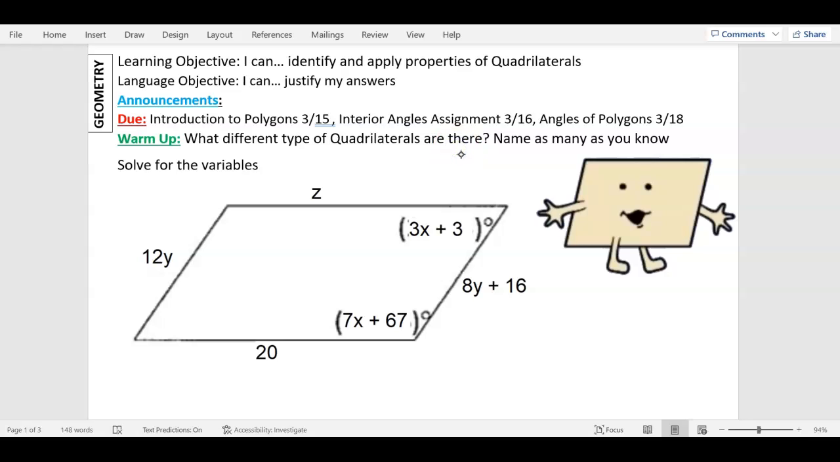All right. So we're going to identify and apply properties of quadrilaterals. Now we're using the notes from yesterday, which if you don't have them, they're in the blue bin, filled out. You can use that copy. Okay. So everyone looking up here. Now, yesterday we just went over the properties.